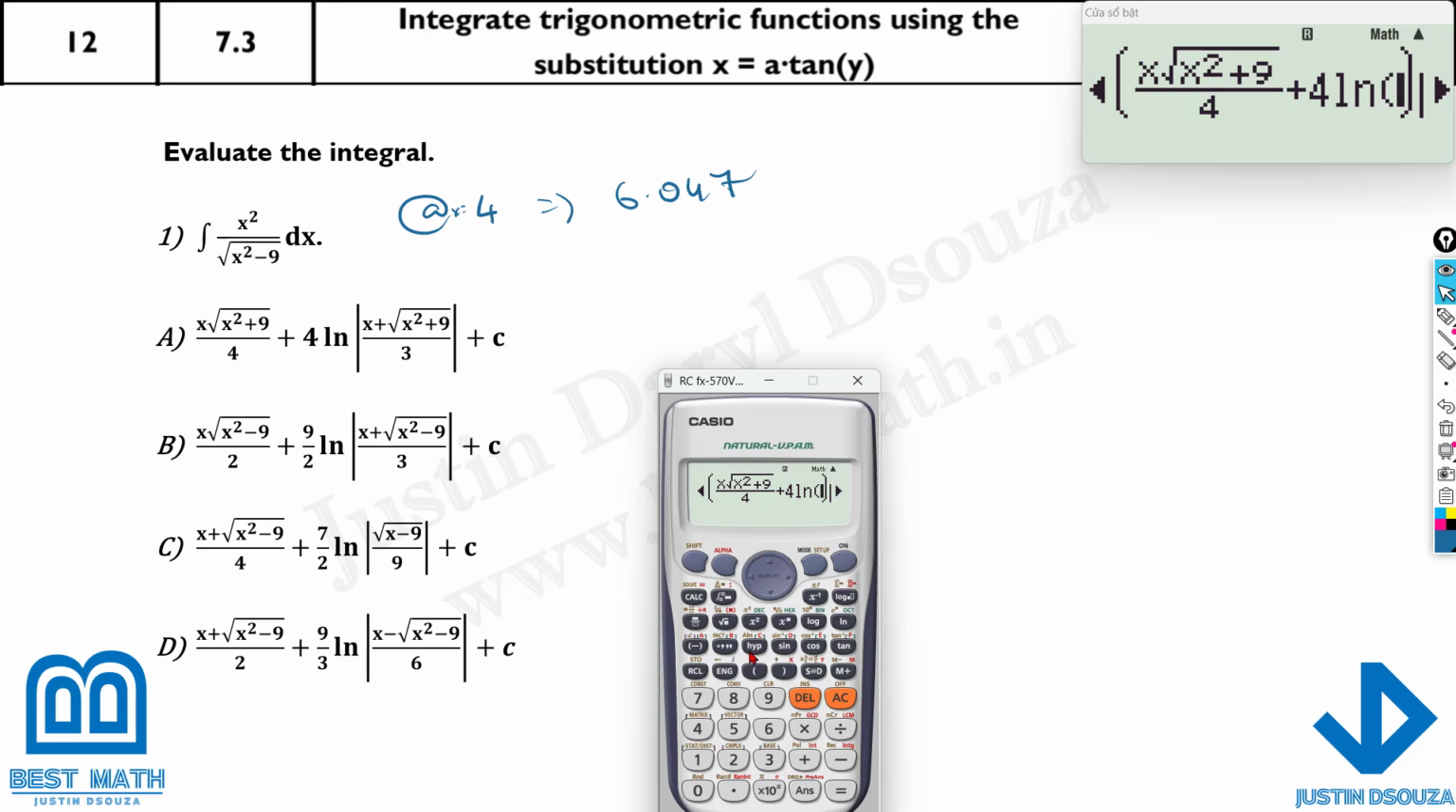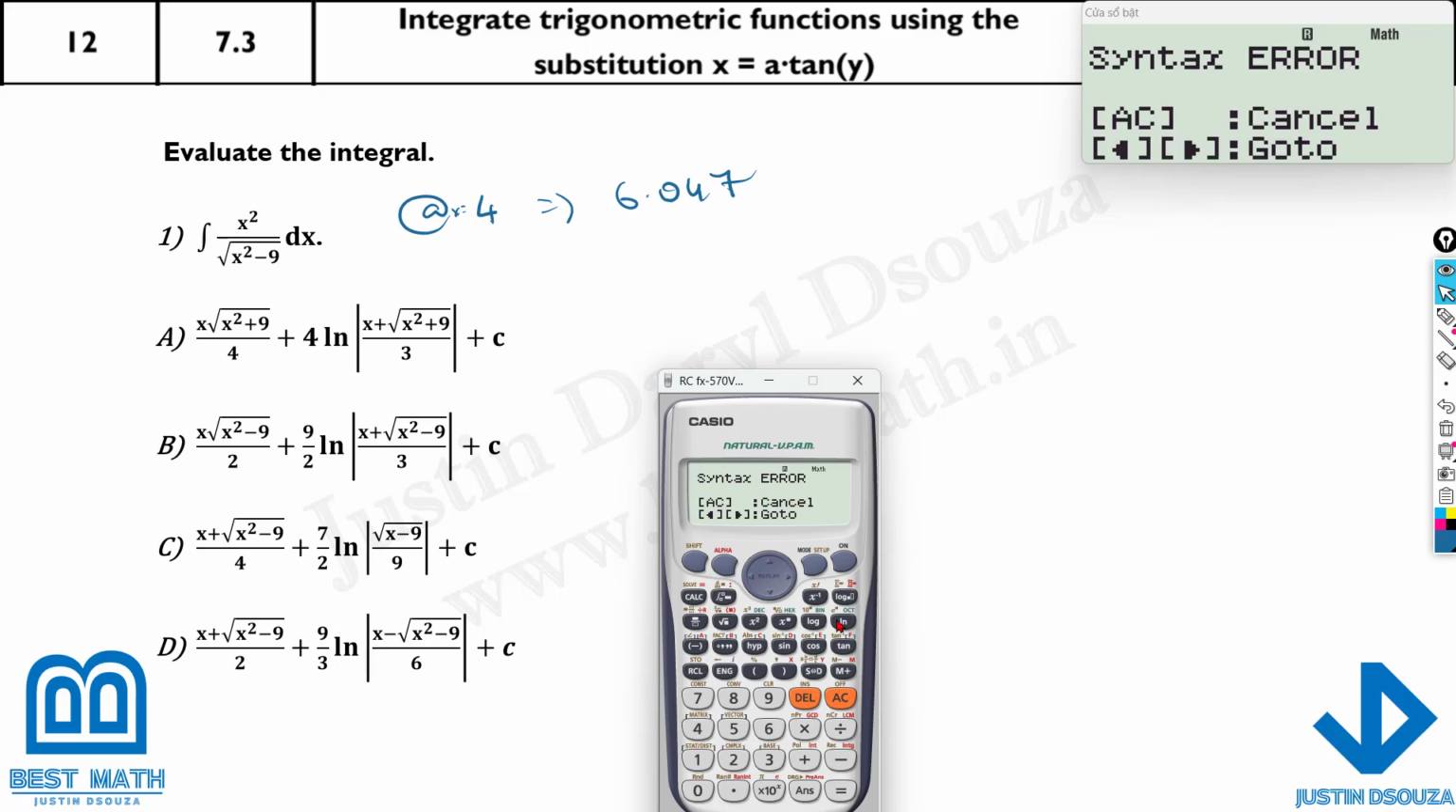That's over here, the symbol ln. And now look here, it's modulus. So make sure you press shift and hyp, that's hyperbolic. But when you press shift and this, you'll get absolute value. Now type in the remaining, whatever is inside the absolute value. That's x plus square root x squared plus 9 divided by 3. And here we go. It's plus c, so ignore that.